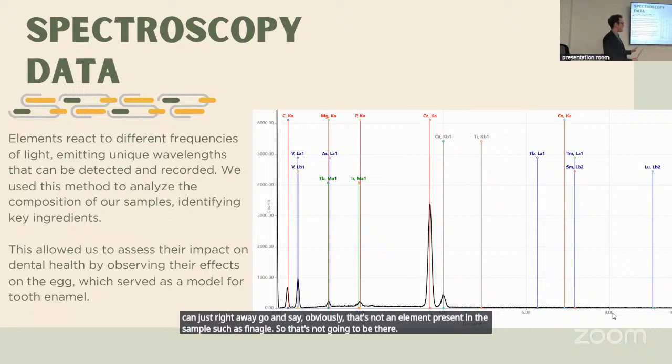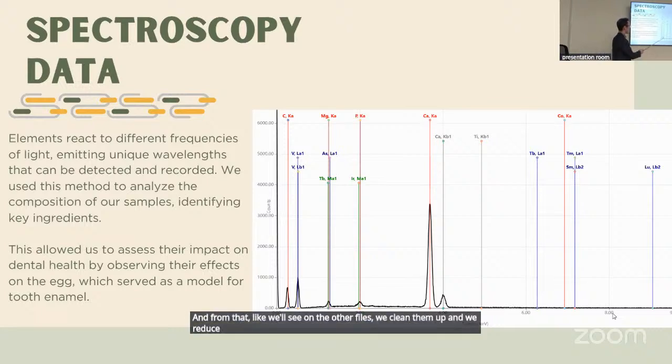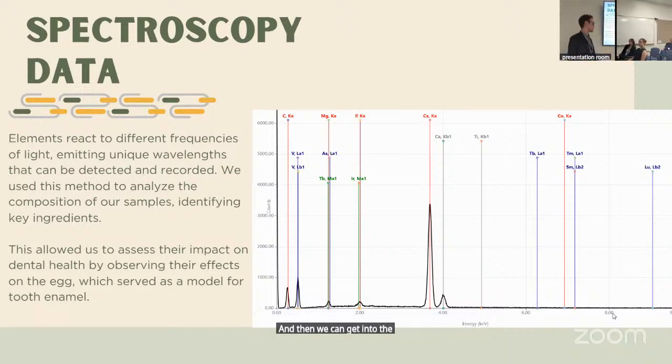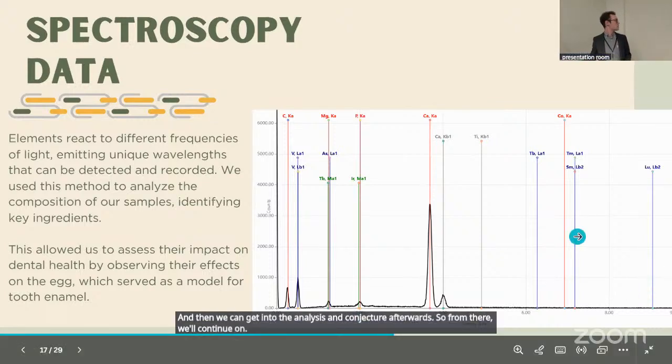And from that, like we'll see on the other files, we clean them up and we reduce them to only the elements present on the peaks that are detected. And then we can get into the analysis and conjecture afterwards. So from there, we'll continue on to the sample analysis.